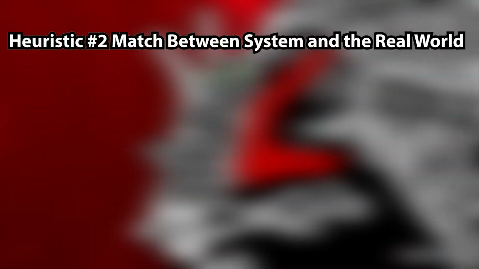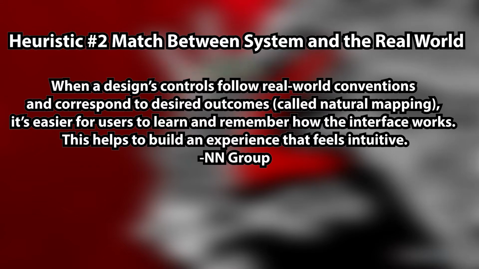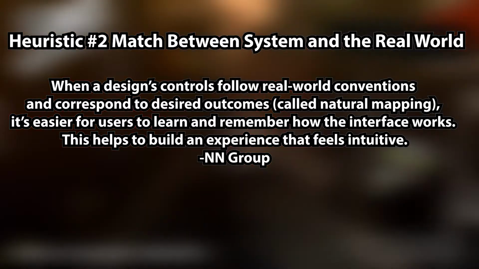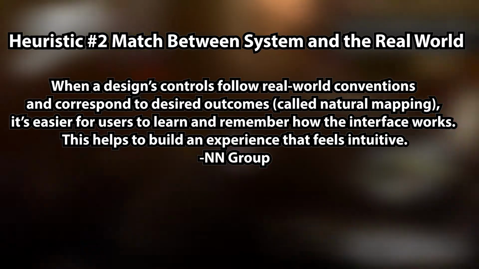Heuristic number 2. Match between system and the real world. When a design's controls follow real-world conventions and correspond to desired outcomes, called natural mapping, it's easier for users to learn and remember how the interface works. This helps to build an experience that feels intuitive. Nielsen Norman Group.